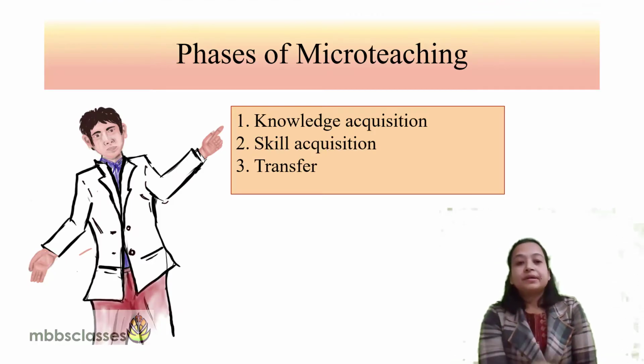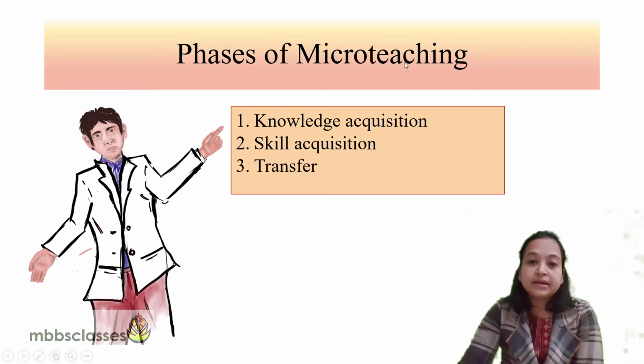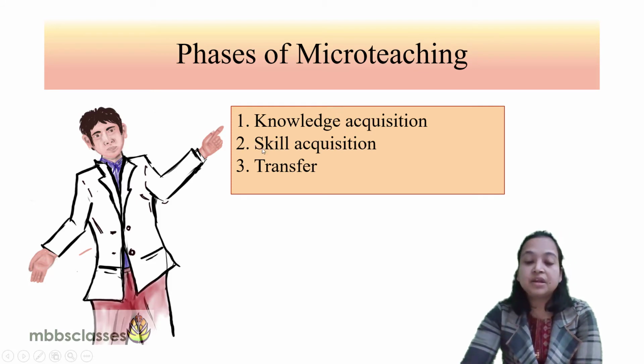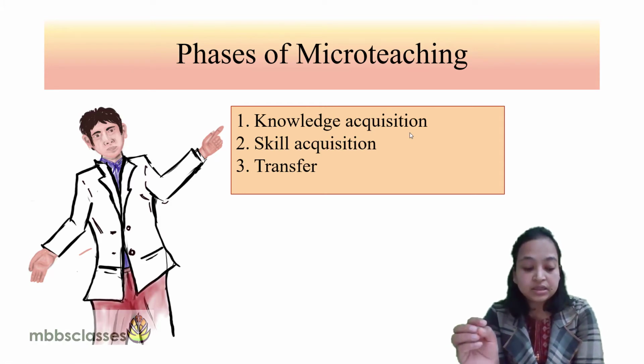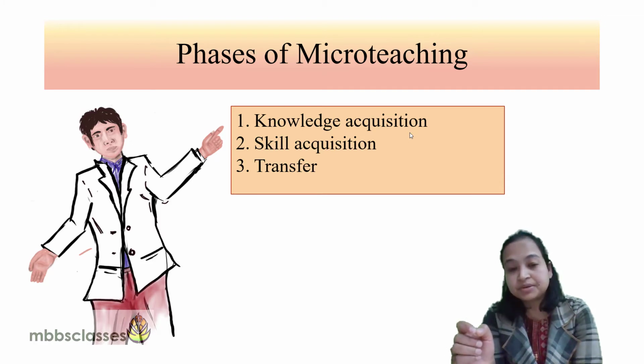Now let's come to the different phases of micro teaching. You can say that there are 3 phases. The first is the phase of knowledge acquisition, the second is the phase of skill acquisition, and the third is the transfer. Now let's see what happens in the knowledge acquisition phase. The knowledge acquisition phase is the preparatory phase where the teacher gets trained on the skills or the components of teaching through lectures, discussions, and illustrations by the experts.